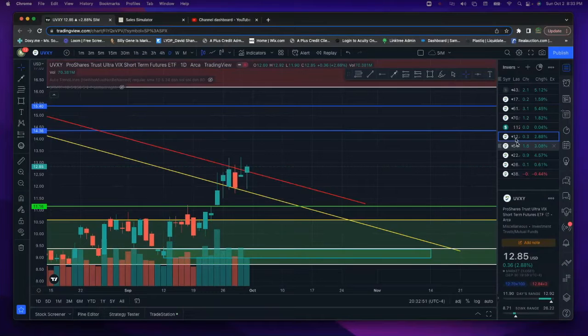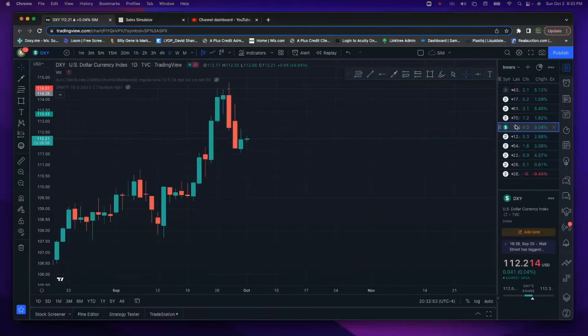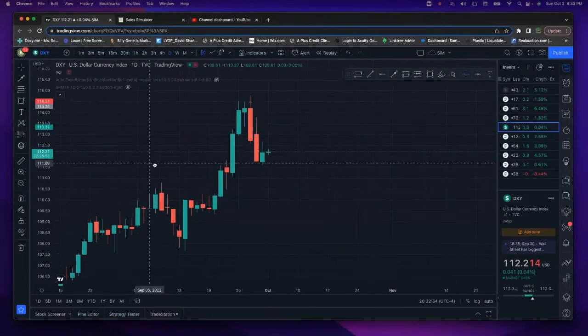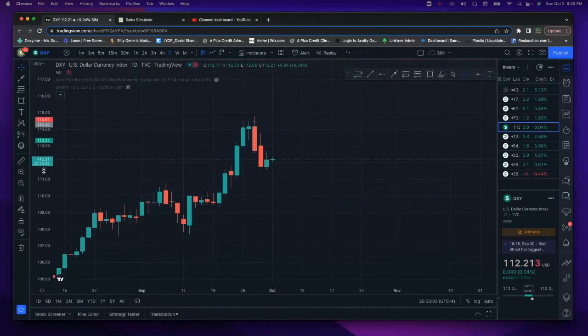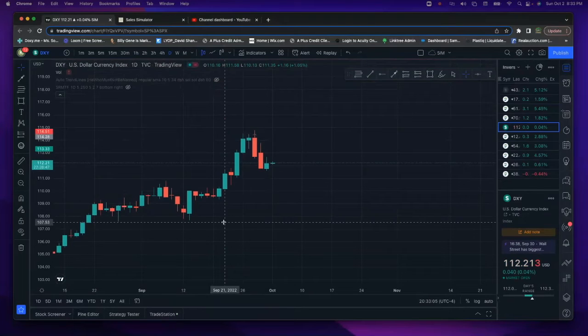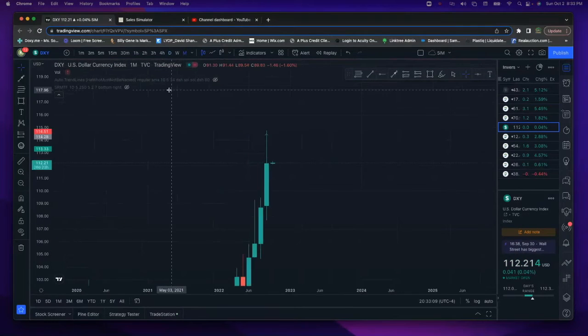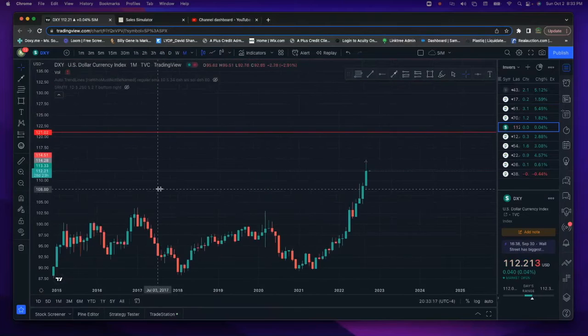So that's UV. I want you guys to also pay attention to this one if you haven't done so. This is DXY, the US dollar currency index. The reason why I want you to pay attention to this one is that this is the strength of the US dollar. All right, so what does that mean? As the dollar goes up, the market goes down. So the dollar and the market are inverses. So when you see that, look at this.